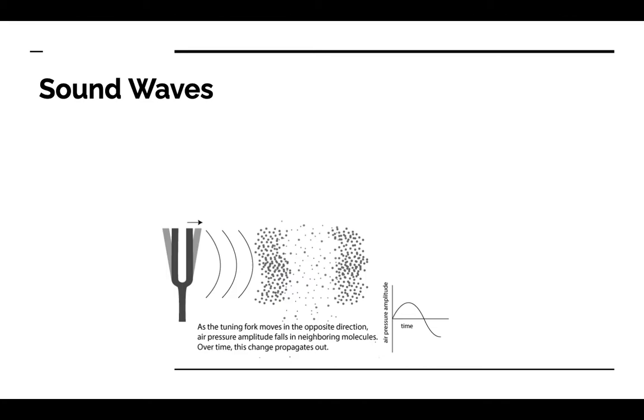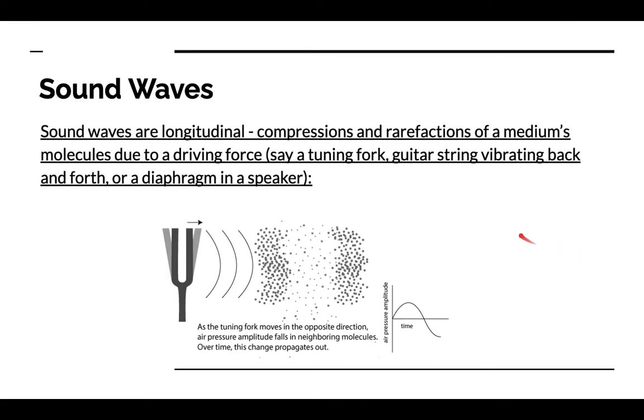So the basic gist of sound waves, okay? Sound waves are longitudinal waves that result from compressions and rarefactions of a medium's molecules due to a driving force. Say a tuning fork, a guitar string vibrating back and forth, or a diaphragm in a speaker. So this all might seem a little bit strange, so let's break down each part bit by bit, okay?